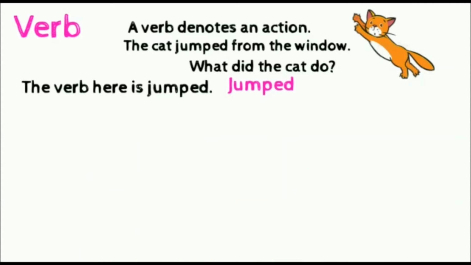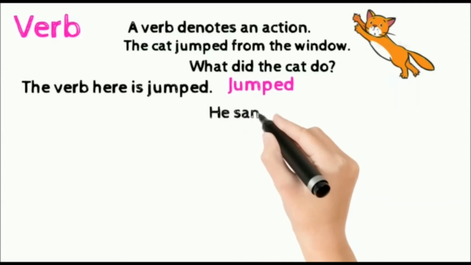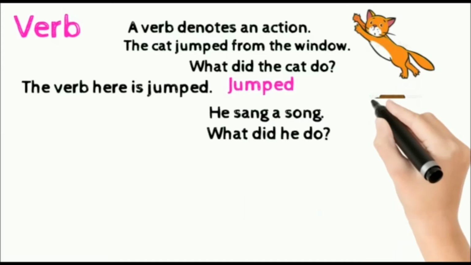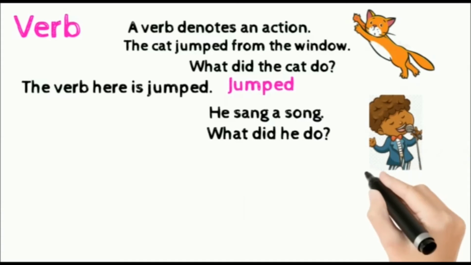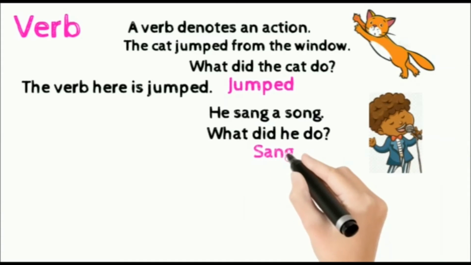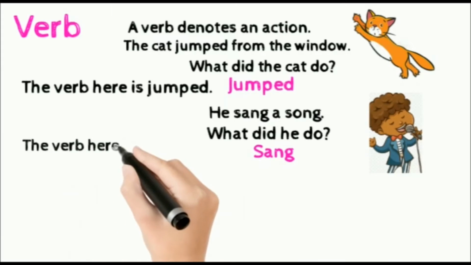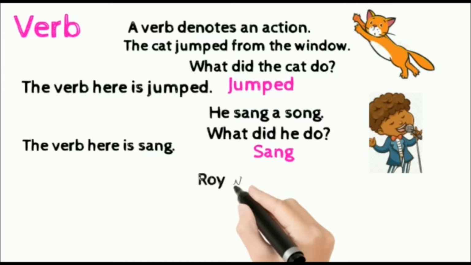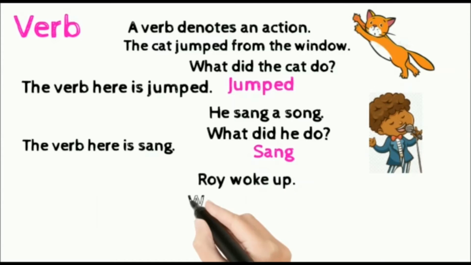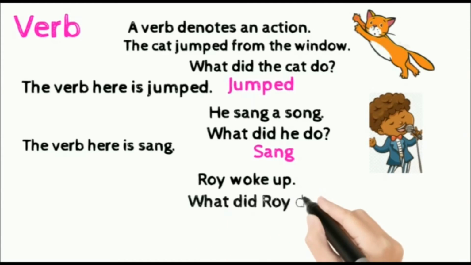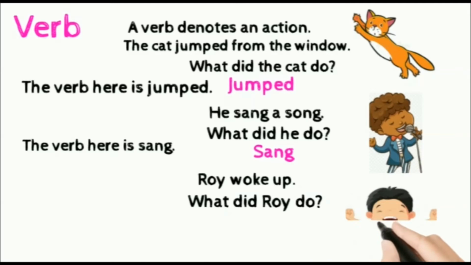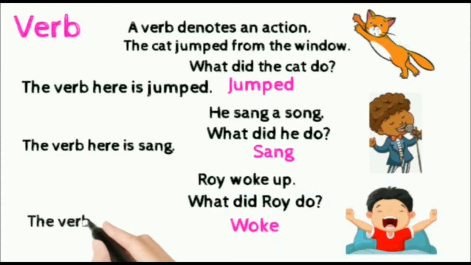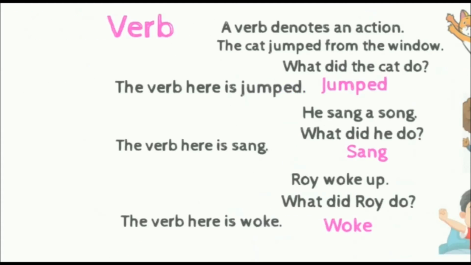The next example is, he sang a song. What did he do? Sang. Sang is the verb in this sentence. The last example is, Roy woke up. What did Roy do? Woke. So the verb in this sentence is woke.